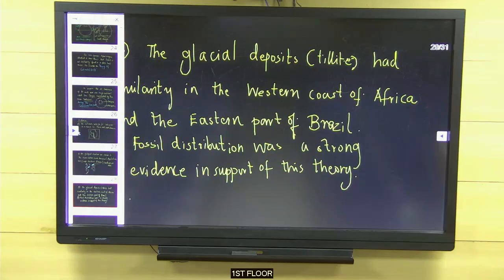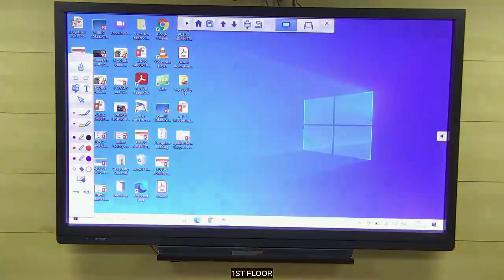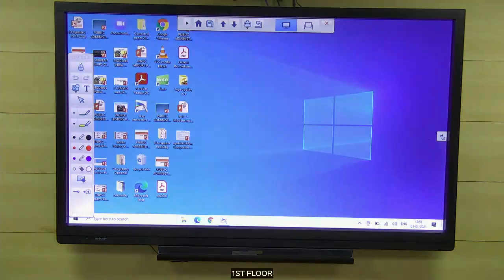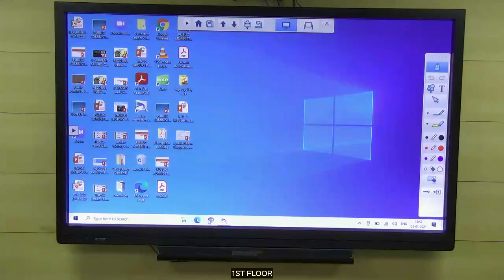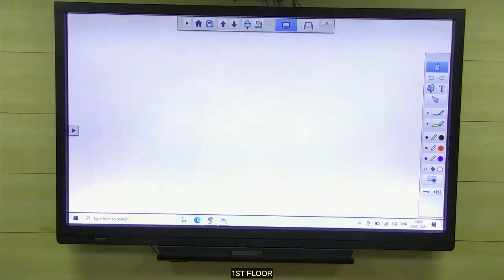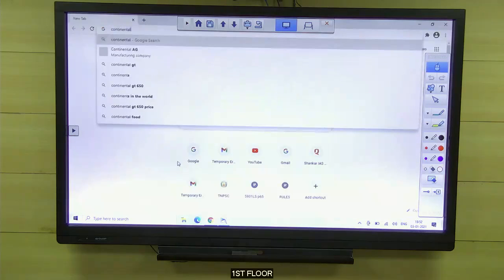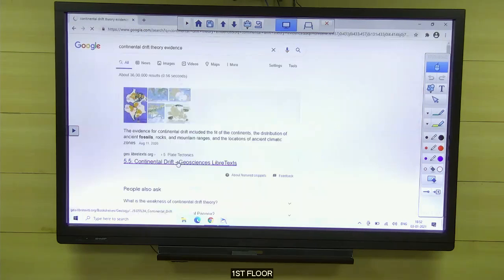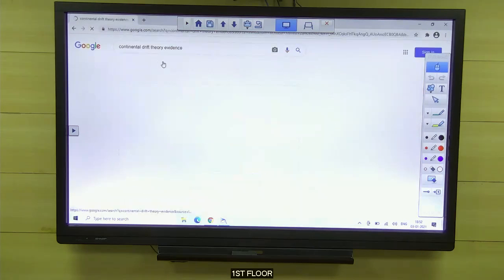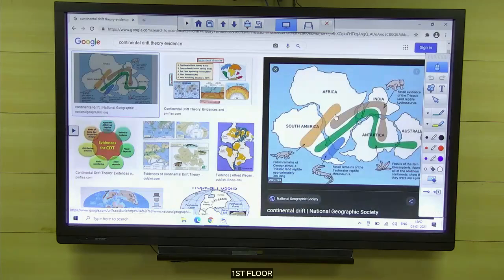What type of fossil distribution are we talking about? See, fossils, you get the idea, we are talking about dead organisms, dead plants and animals. And that's a very strong evidence. He was specifically talking about one plant fossil and one reptile fossil. And these fossils were located along different continents. It was not in one. Take this diagram down.